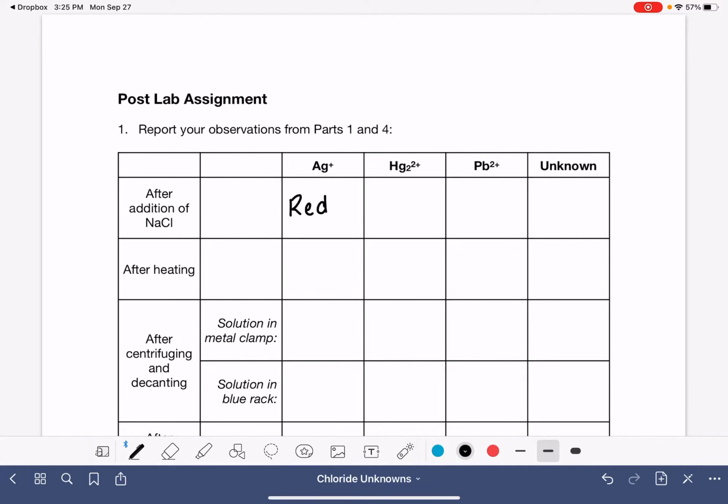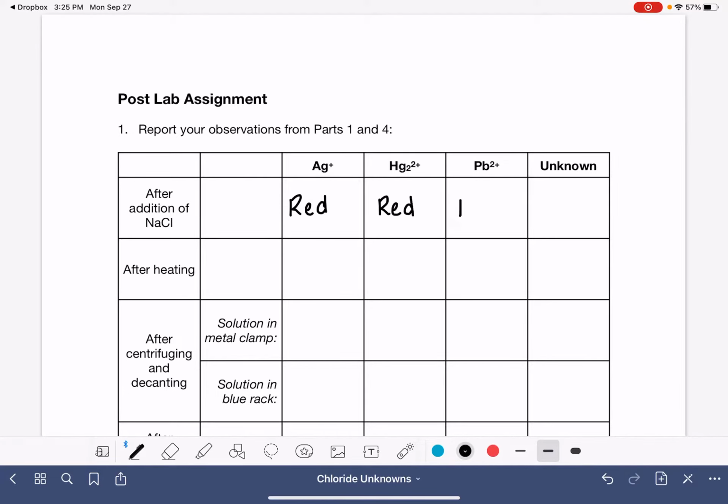So let's say, for example, for all three of these cations, when you add the NaCl solution, it turns red. Now I just want to tell you right off the bat, this is not what happens. Nothing turns red in this experiment, but let's pretend like this is what your data looks like. And then let's say for your unknown, when you add NaCl, you get red also. So what does this mean when your unknown shows red?